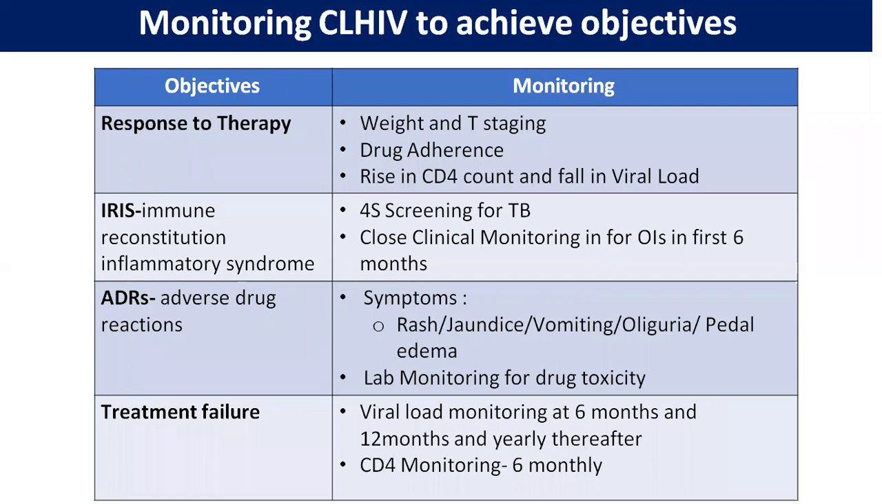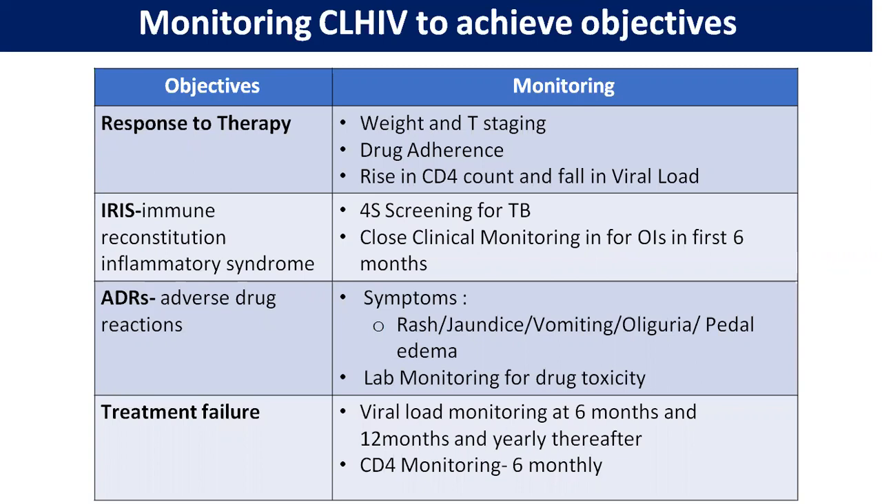But by protocol, fever and cough for any duration, or not gaining weight or losing weight. But as I said already, mind it while taking the weight, whether it is taken on the proper scale and proper weighing is done. And history of contact, you always go for the TB screening. Then close clinical monitoring for any opportunistic infection in the first 6 months.